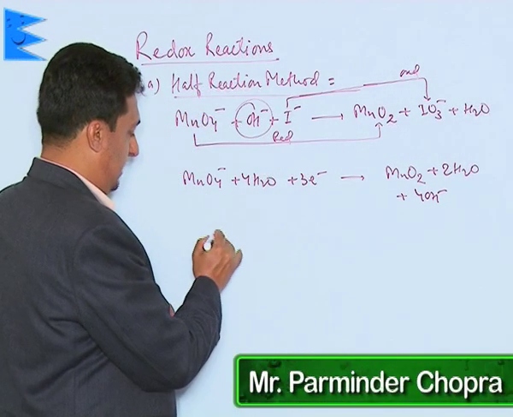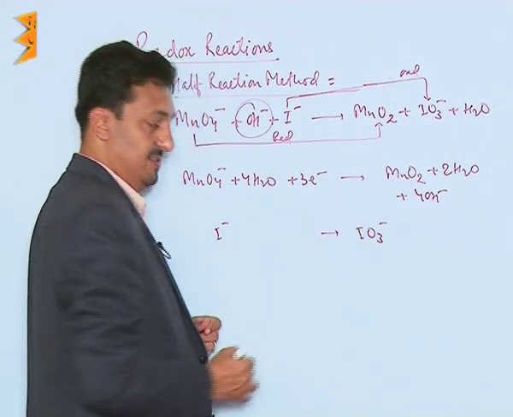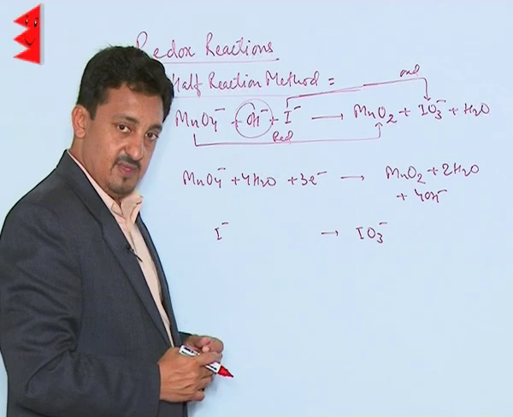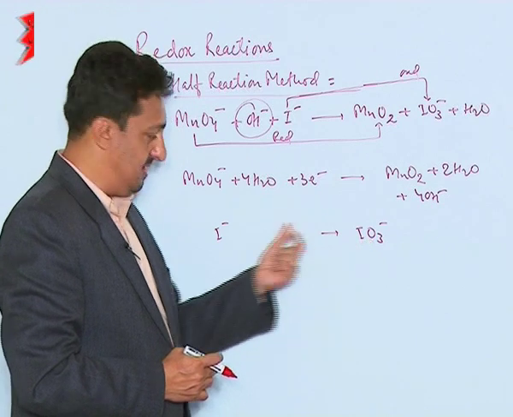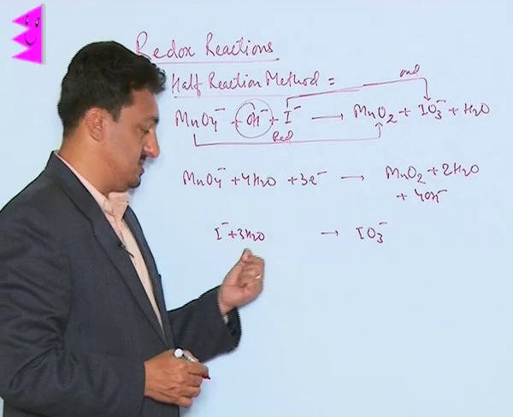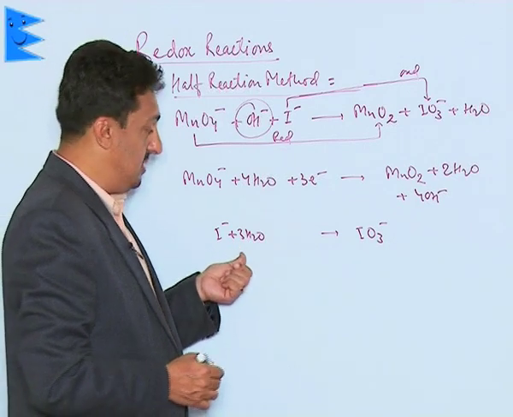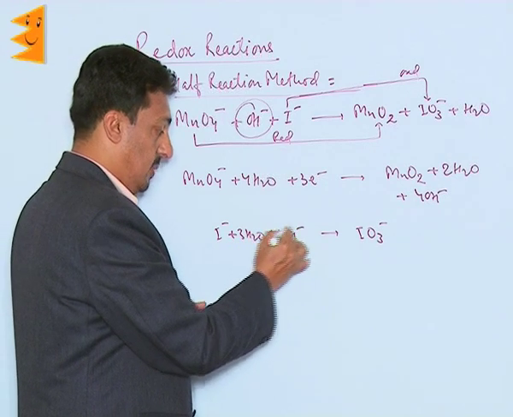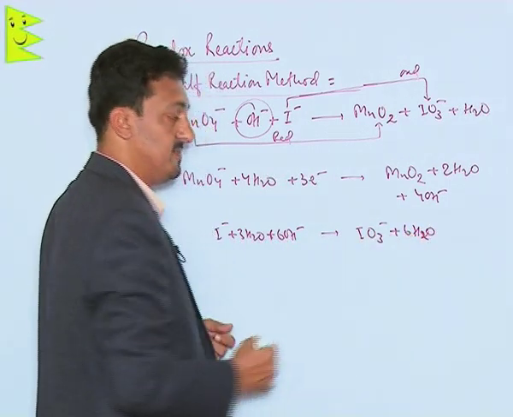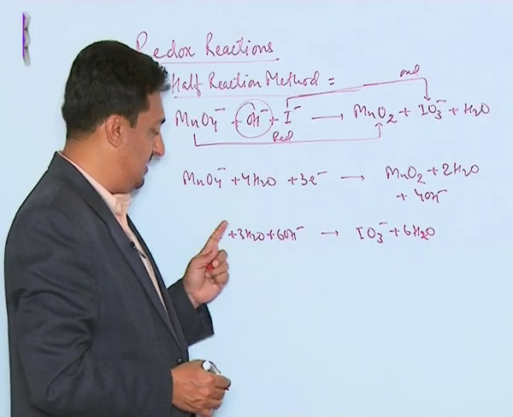Let us move to the second half. The iodide ion is getting oxidized to iodate ion, IO3 minus. Iodine is already balanced. Move to the oxygen. There are 3 oxygen atoms on the right, 0 on this side, so 3 water molecules are added so that oxygen gets balanced. Now, this side acquires 6 hydrogen atoms. So how are they balanced? By putting 6 OH minus ions, followed by 6 water molecules on the other side. This is how all the atoms get balanced, leaving behind only the charges.